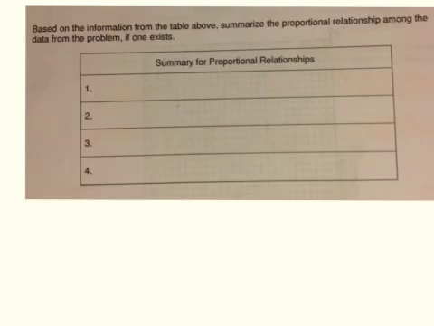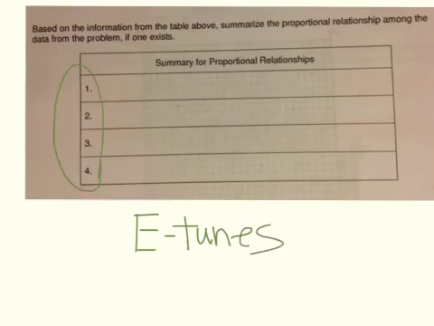So here's the table. You're only going to be summarizing the eTunes column, and you only need to make 4 sentences about that part of the table.